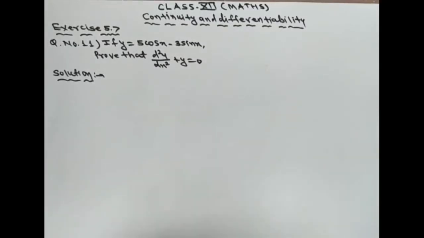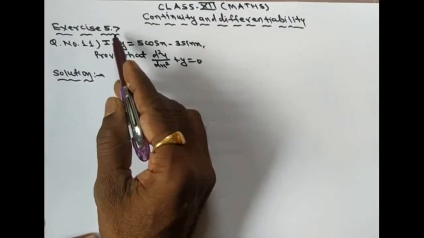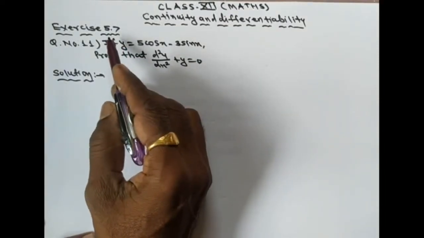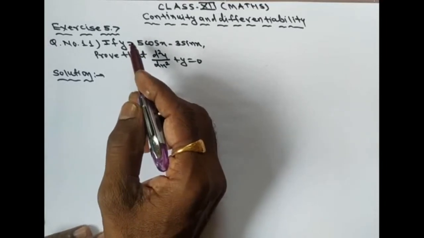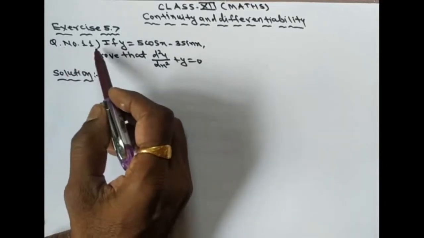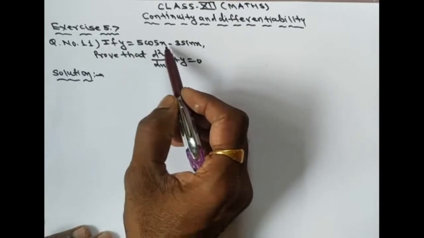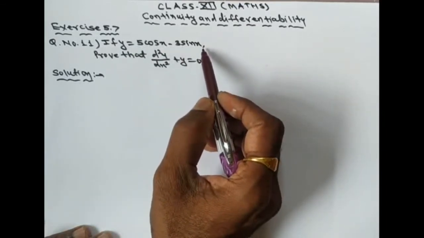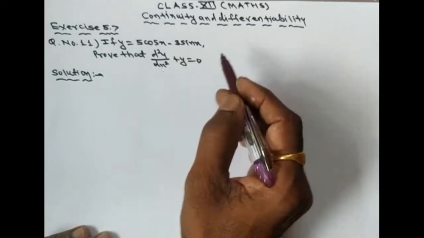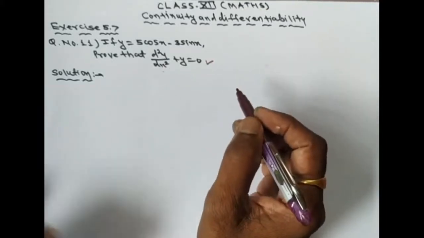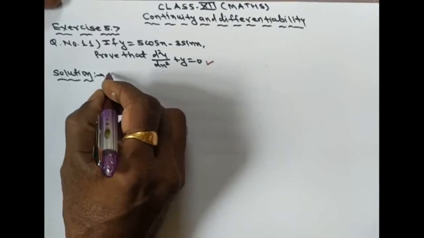Student, in exercise 5.7, we deal with second order derivatives. How to find the second order derivative? Question number 11: if y equals 5 cos x minus 3 sin x, then prove that d square y by dx square plus y equals 0. You have to prove this. Okay, so the solution.